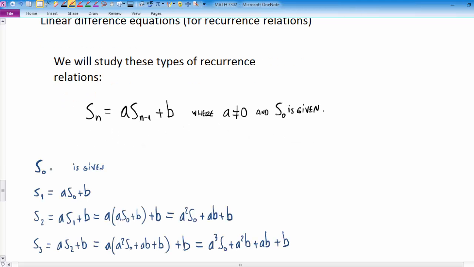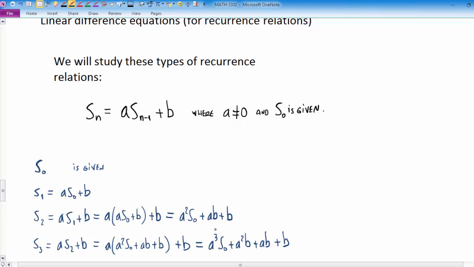Here's the first element of the sequence, S naught or S0, is given. There is no formula for that, it's just a given quantity. S1 is defined to be a S naught plus b. S2 is a S1 plus b. But notice that for S1, we can substitute the previous expression for S1. So we put that in here, and now we multiply a out, and that gives us a squared S naught plus ab plus b.